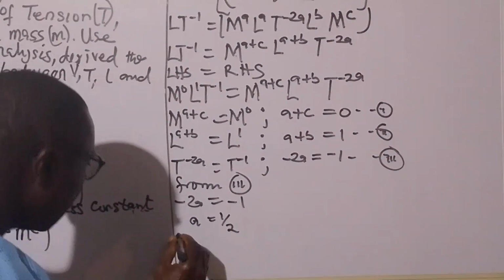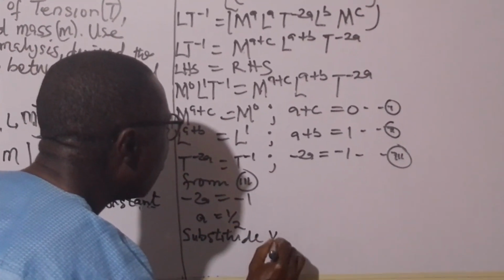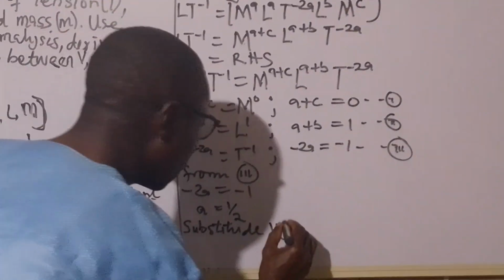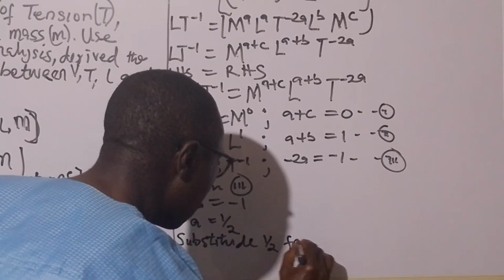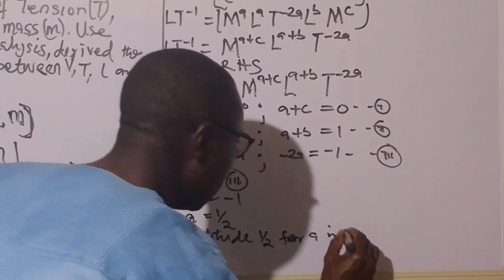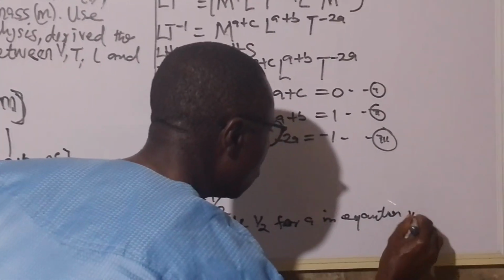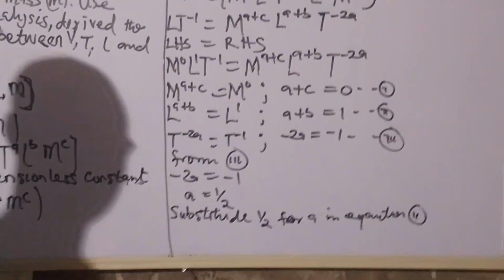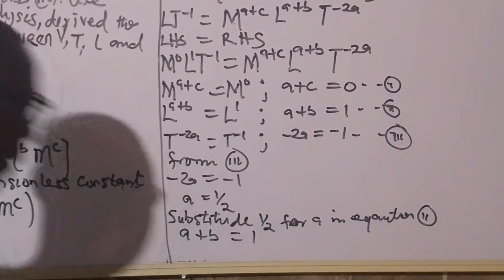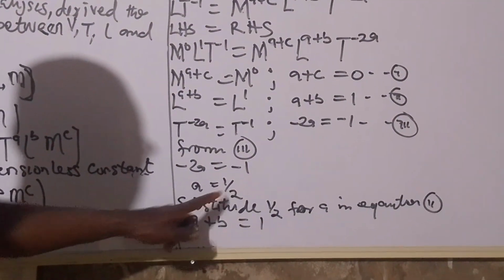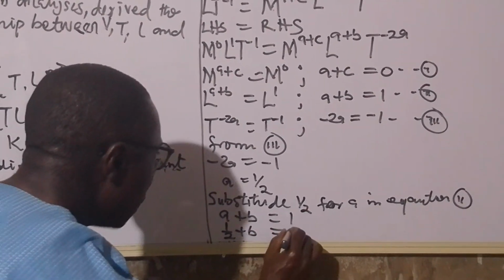Now say substitute half anywhere you see A in equation 2. And what is our equation 2? That will be A plus B is equal to 1. Then we already know the value of A. That will be half plus B is equal to 1.